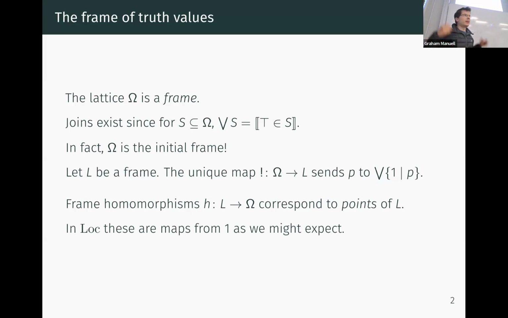And this is really what we would expect, because if we work in locales, where we turn all the arrows around, then this initial object becomes the terminal object. So a frame homomorphism from L into omega becomes a locale map from 1 into the locale. And we expect a map from 1 to give a point, right? So everything's working how we would expect from the categorical perspective, that we want points to correspond to maps from 1. Okay. Any questions? Good.